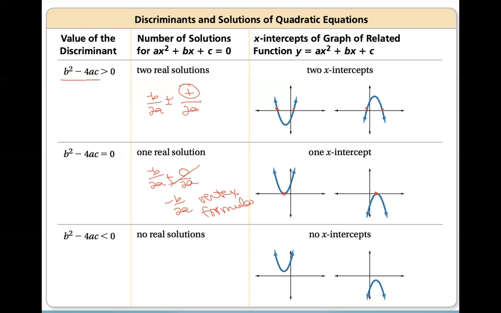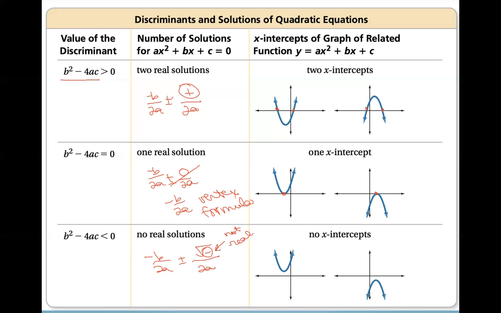And then lastly, if our discriminant, b squared minus 4ac, is less than 0, then we have negative b over 2a plus or minus the square root of a negative number over 2a. Well, that is illegal. We cannot take that. It's not real. There's not a number that multiplied by itself gives us a negative number. And so we get no x-intercepts. And what that means is that our parabola does not cross the x-axis.